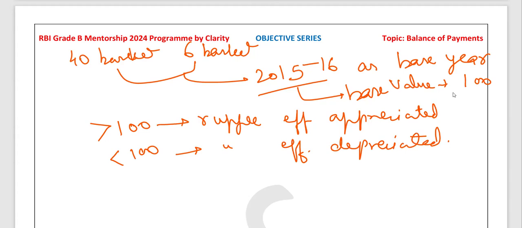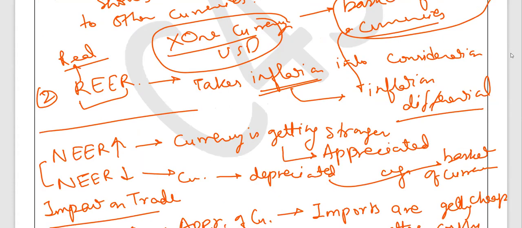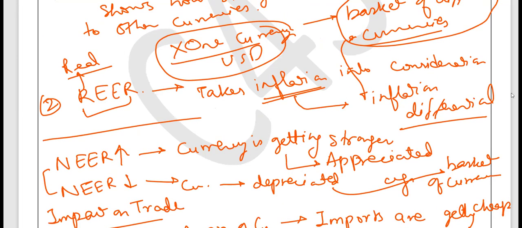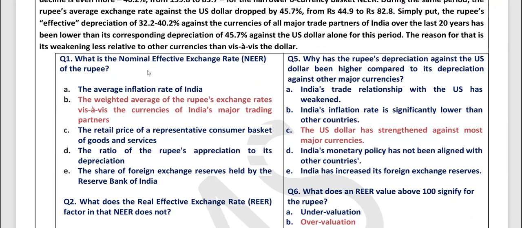All right. Now that we have discussed the concepts behind the topic, we can move to the objective questions that were asked in the session. So first question was, what is the nominal effective exchange rate of the rupee? It was asking the definition. So the definition was the weighted average of rupee's exchange rates vis-a-vis the currencies of India's major trading partners.